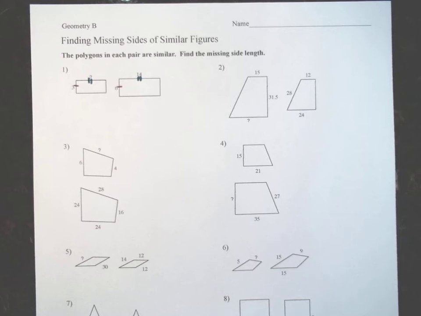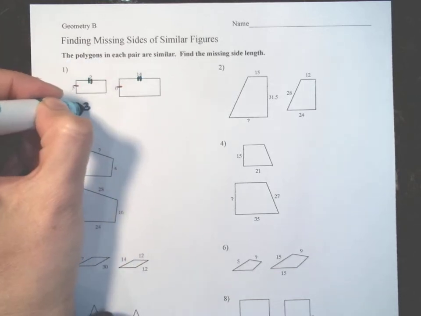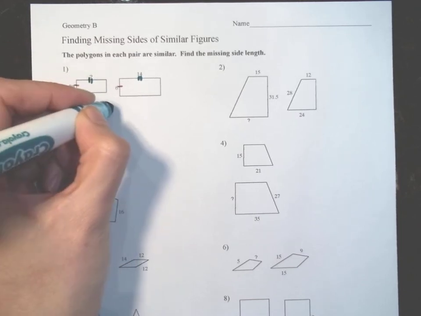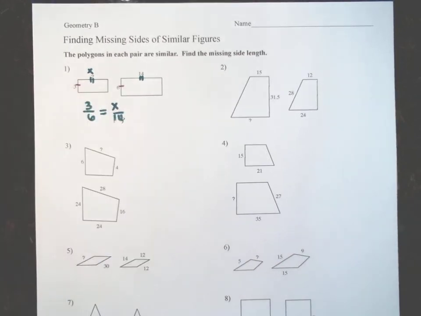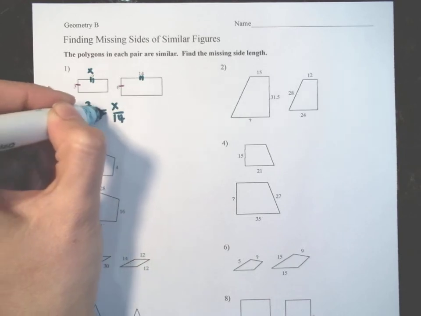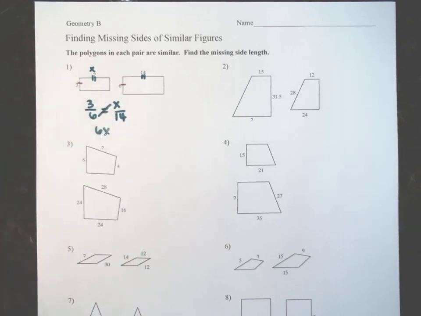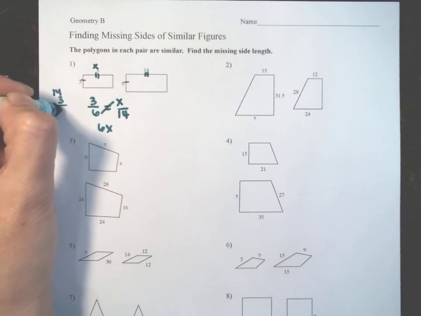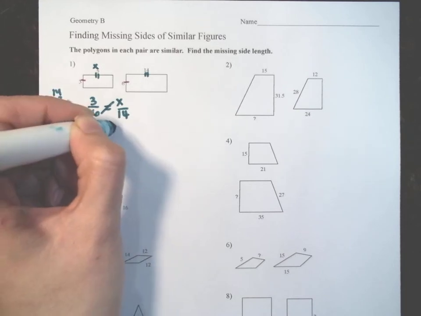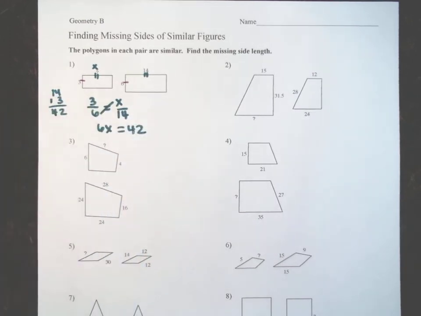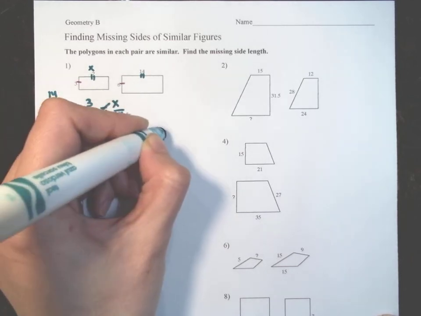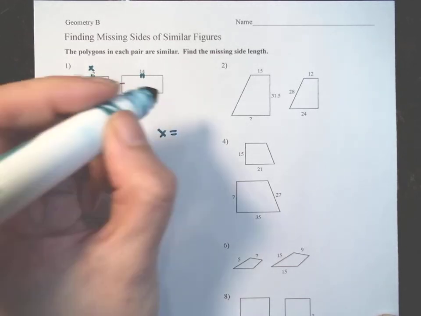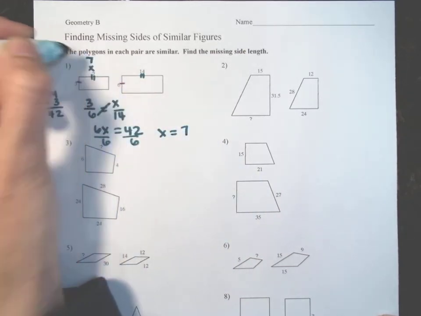Then we're going to write our proportions. So 3 over 6 equals our unknown, which we'll use x, over 14. So we're going to multiply 6 times x, which is 6x, and 14 times 3, 4 times 3 is 12, carry the 1, so 42. Divide both sides by 6, and x equals 7. So we know that this side is 7.